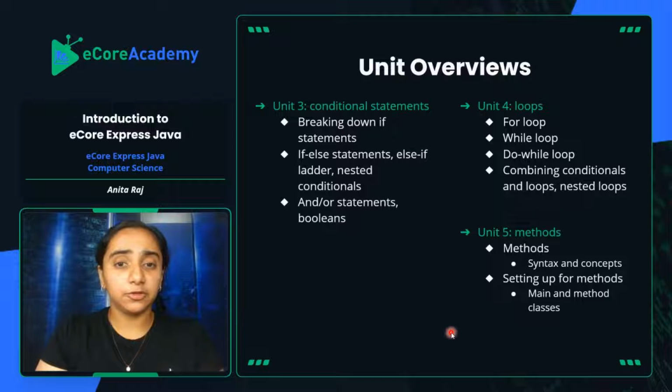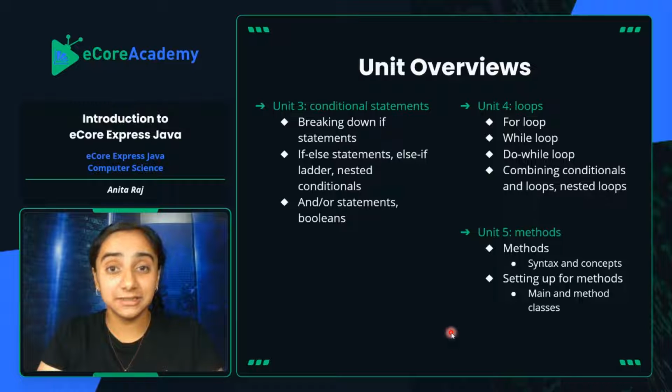Our next unit, Unit 3, is conditional statements. Conditional statements are pretty much statements where if an event or action occurs or is true, then something else happens that the computer responds to. So we'll break down what if statements are, which is exactly what I just said. We'll also go over if-else statements, else-if ladders, and nested conditionals, where you have conditionals within conditionals. Lastly, we'll go over and/or statements and what booleans are. This is where the true-false concept comes into play.